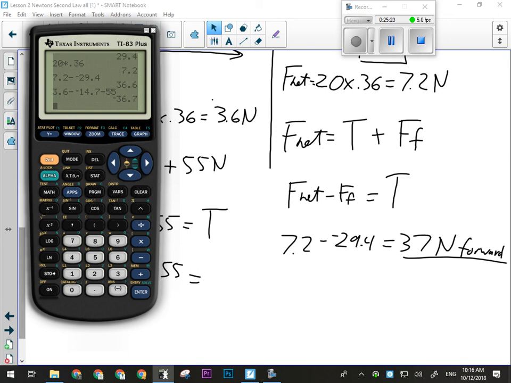Okay, did I get 37 again? 37 newtons, right? It didn't matter which box I used, I got the same tension in the rope, which makes sense, I should. Okay, it's part of the same system.